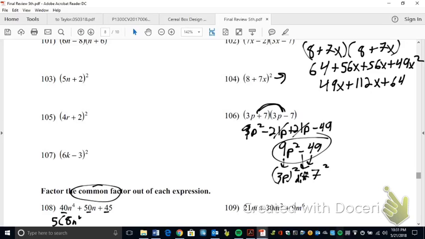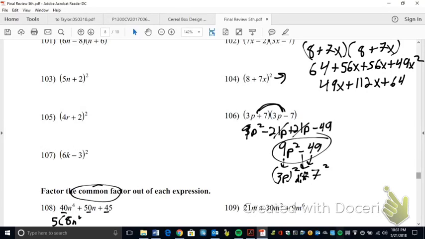Now here, we are factoring out the common factor. So we want to look for both a number and possible variables. Number 108, there are no variables. We have an n to the fourth in the first one, an n in the second one, and no n's in the third one. So we can't pull out any variables. We can pull out a 5. Now what we want to do in order to get what's left over is divide our coefficient or our variable by what we're pulling out. Okay?